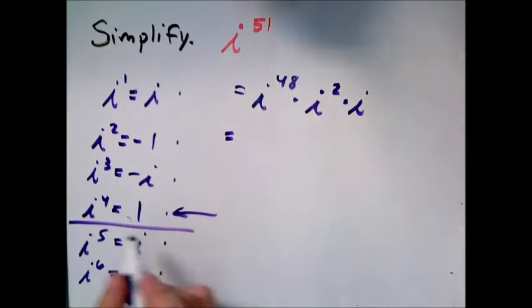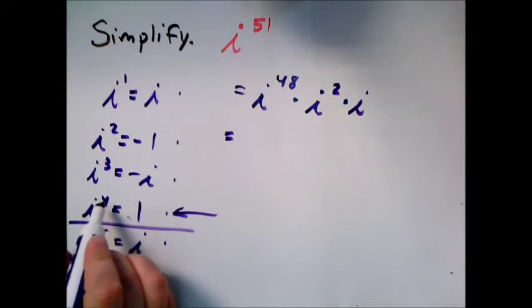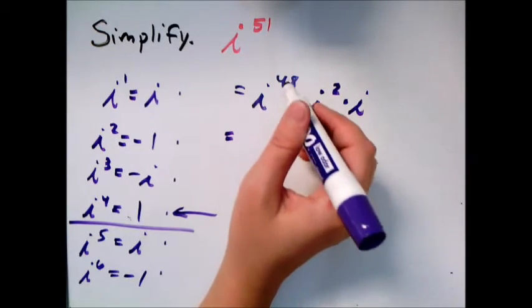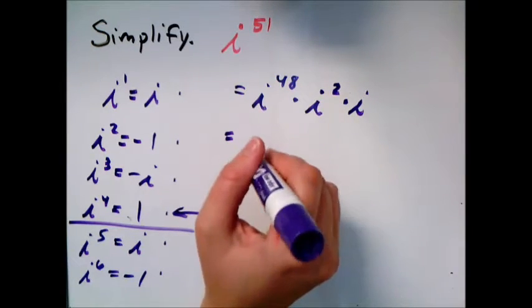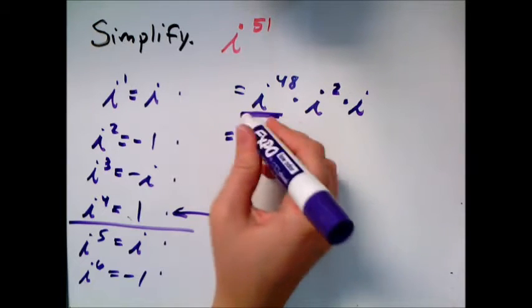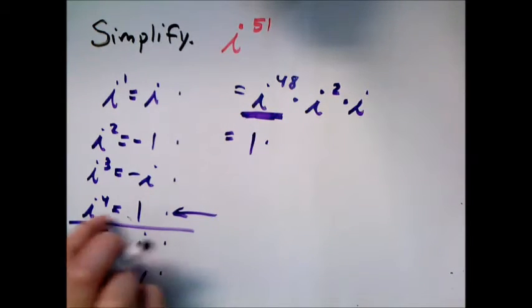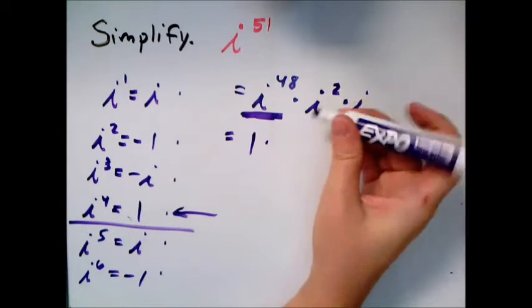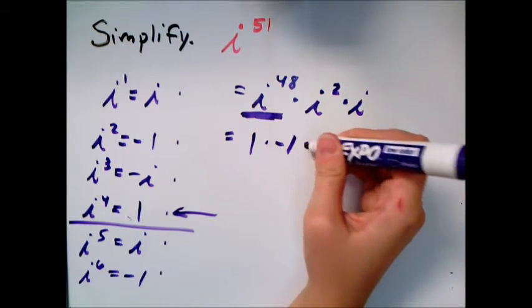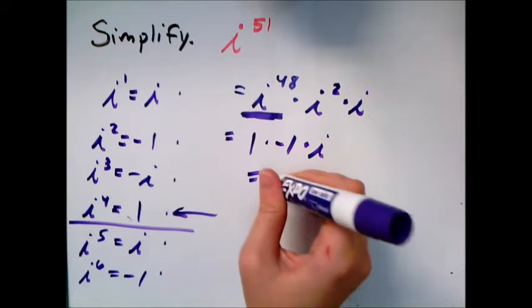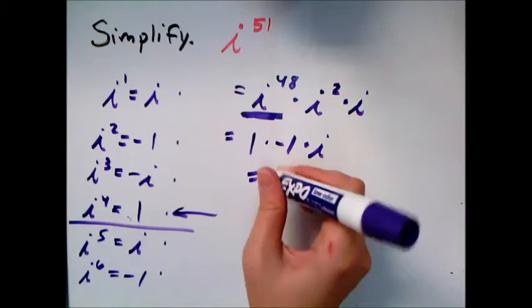So i to the 48th, since it's to the 4th power, would be 12 copies of i to the 4th. I know that's just 1 times 1 times 1 times 1, so anytime you get an exponent that 4 goes into evenly, it follows this pattern, you just get 1. And then i squared is the same as -1, and i to the first is just i, so the whole thing I just end up with negative i.